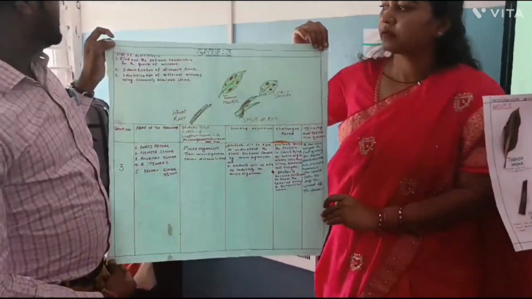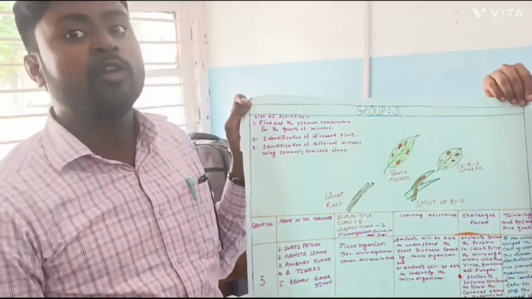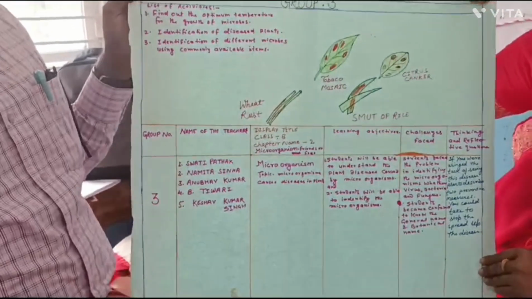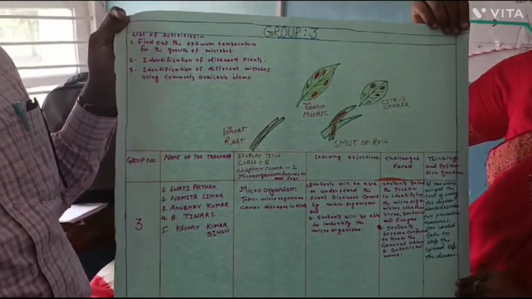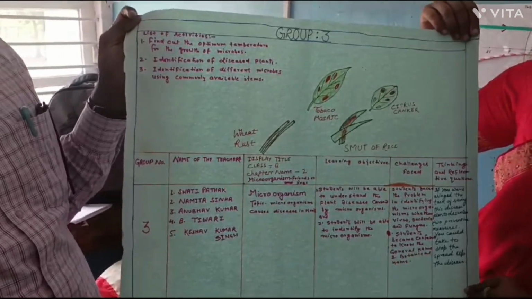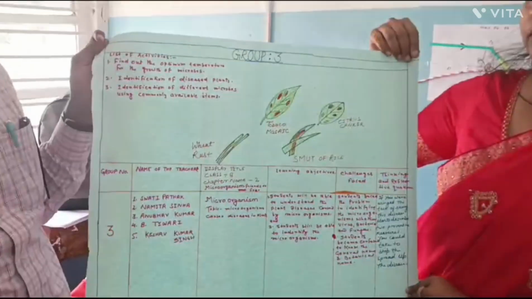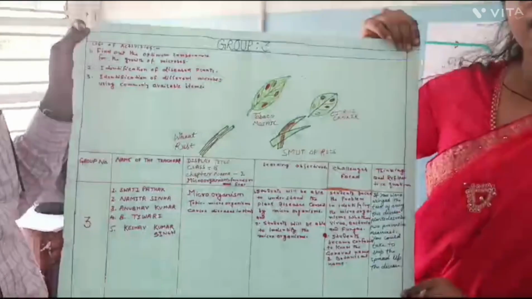Today we will perform the activity. First of all, in class 8, chapter Microorganisms, there are several activities. First, find out the optimum temperature for the growth of microbes. Another is identification of diseased plants, and the last activity is identification of different microbes using commonly available items like curd and different plants' growth.